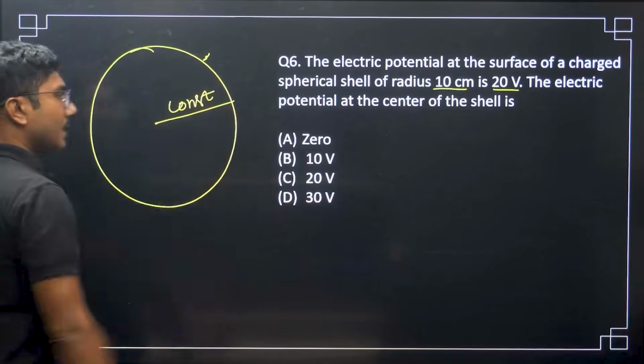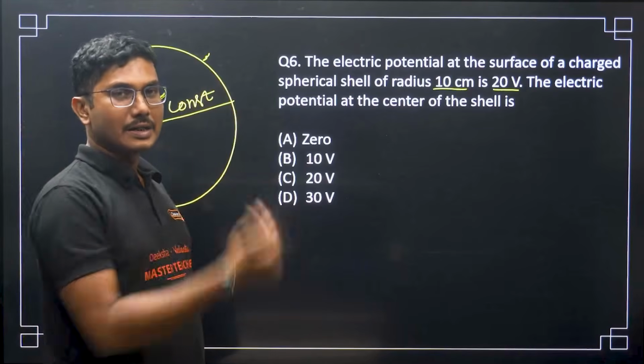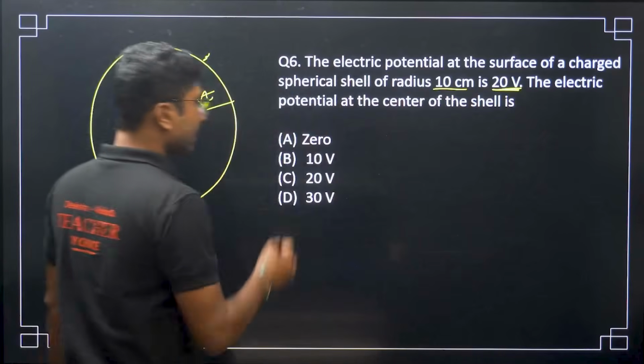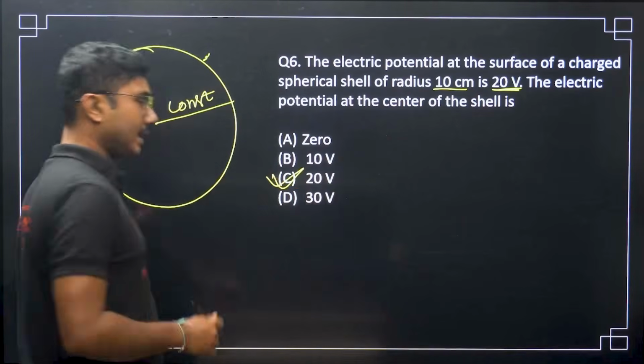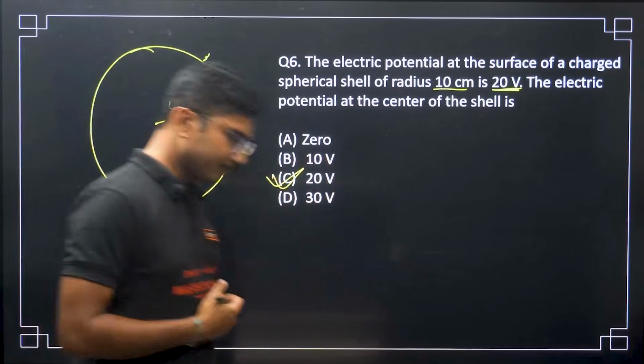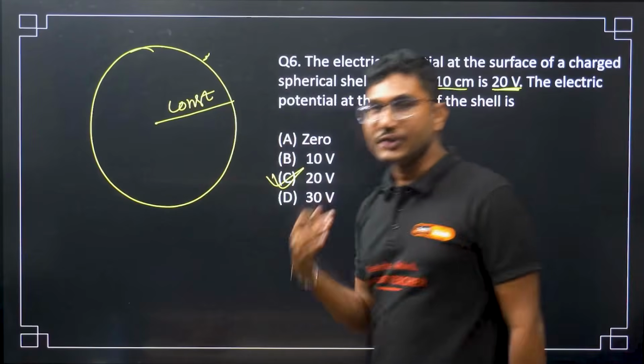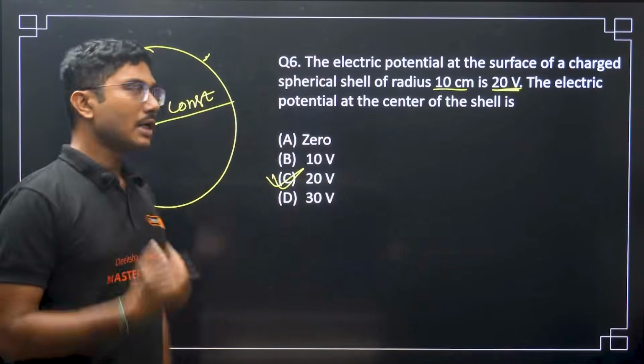Okay. So electric potential from the center till the surface is constant. If it is 20 volt on the surface, the same potential will be at the center as well. Electric potential is not zero. Electric field is zero inside a conductor. Electric potential is constant inside a conductor.